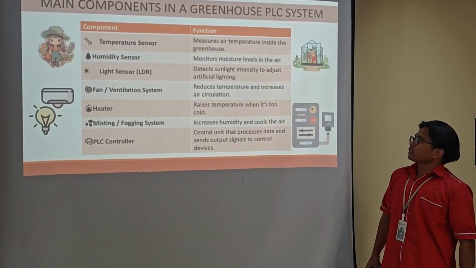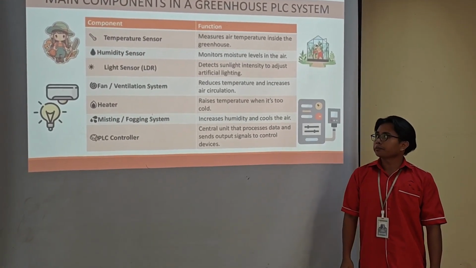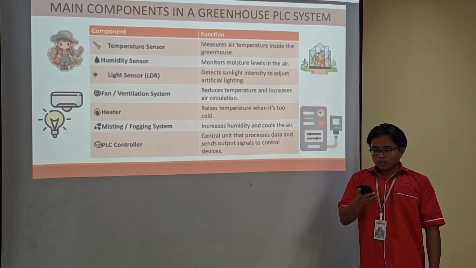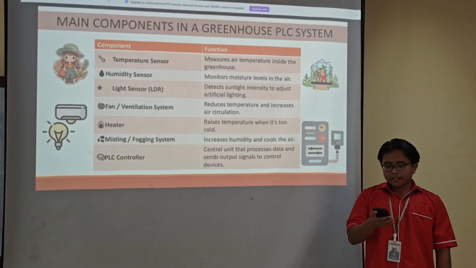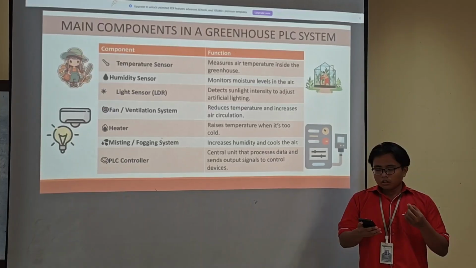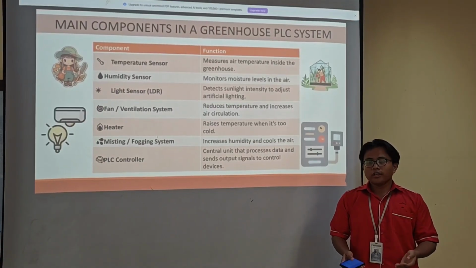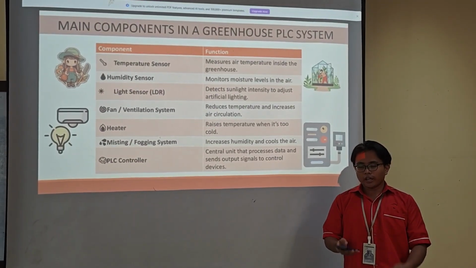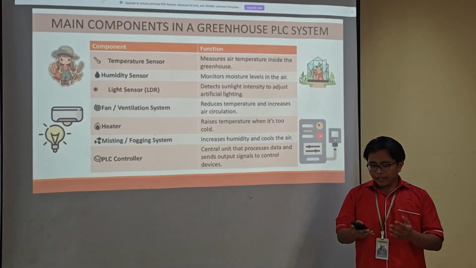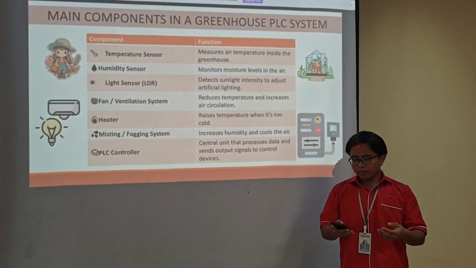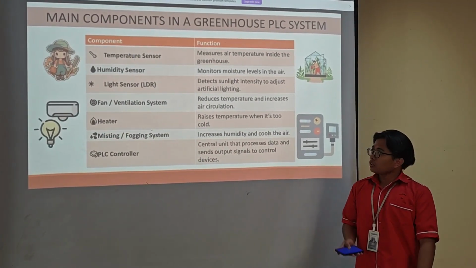Next is the fan or ventilation system. It reduces temperature and increases air circulation. When the PLC detects high temperature or humidity, it turns on the fan to draw in fresh air and remove hot air. This keeps the greenhouse environment stable and prevents plant stress.